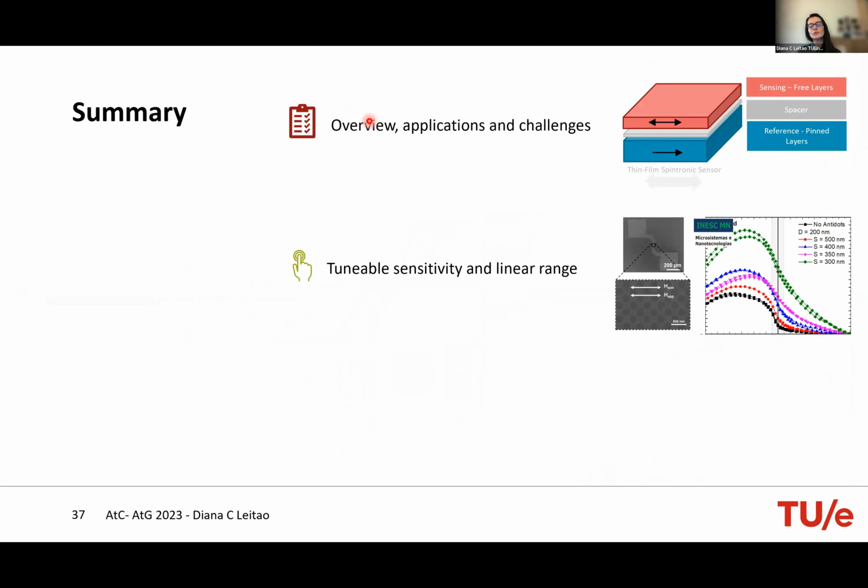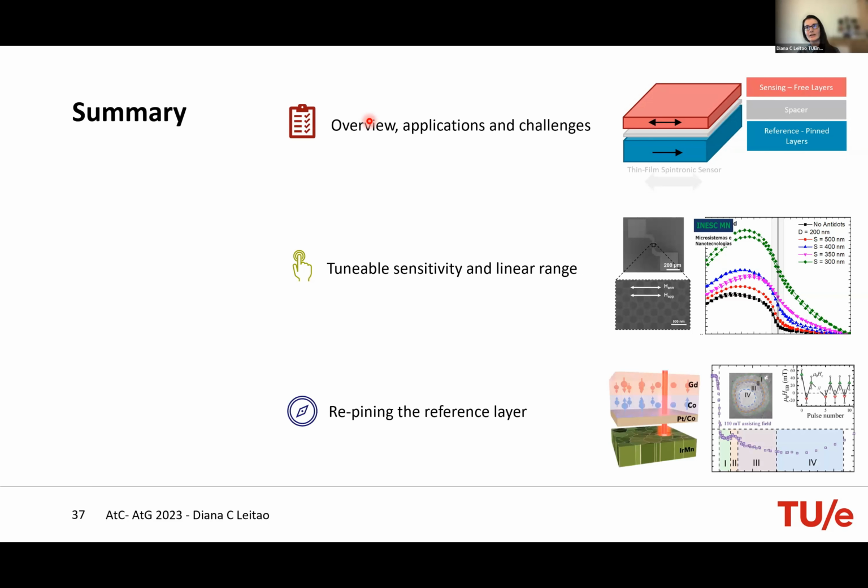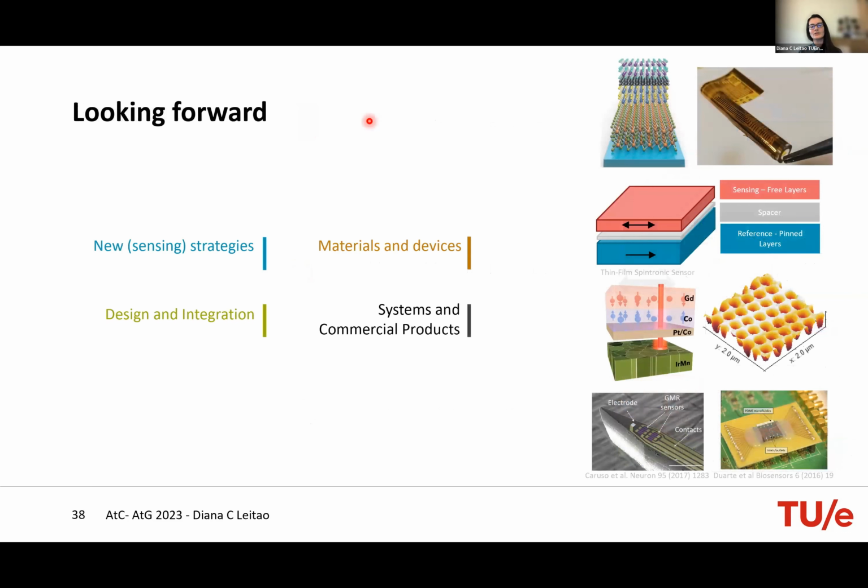I showed you two vias where we are definitely trying to push these new paths into magnetoresistive sensors, both in tuning sensitivity and linear range, and in refining the reference layer. And finally, for your thoughts, I would like to do a bit of marketing, because this area still has a lot to be done in terms of devising new sensing strategies, new materials and devices.